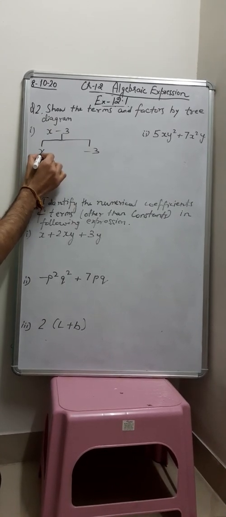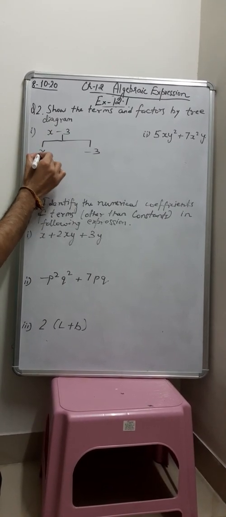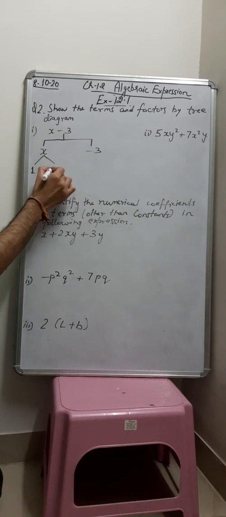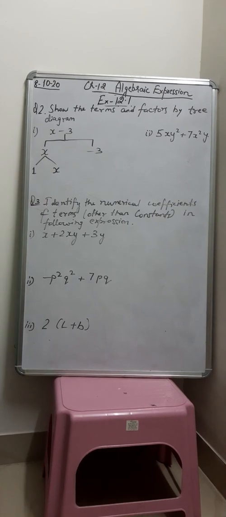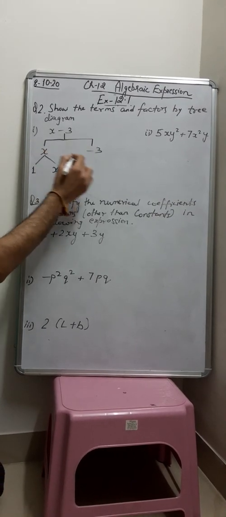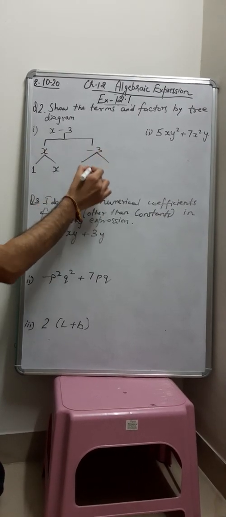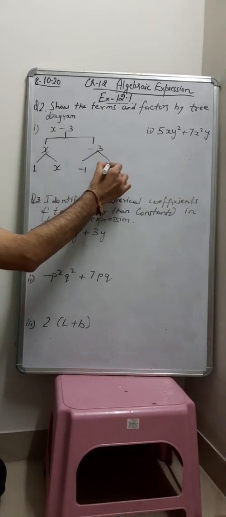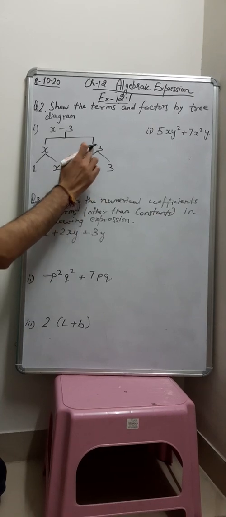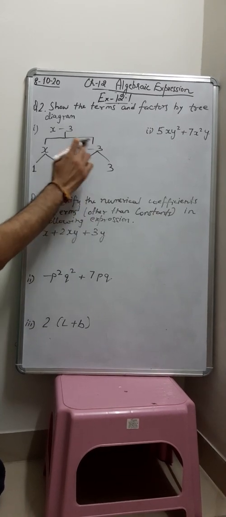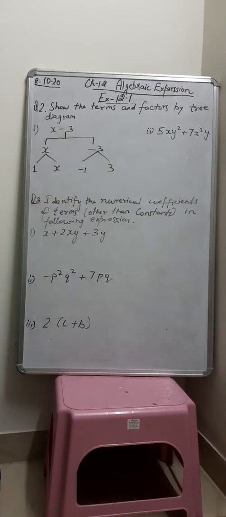And what are the factors of x? The factors of x will be 1 into x. So 1 into x gives you x. So 1 and x are the factors of x. And what are the factors of minus 3? Minus 1 and 3. So minus 1 into 3 gives you minus 3. So minus 1 and 3 are the factors of minus 3.